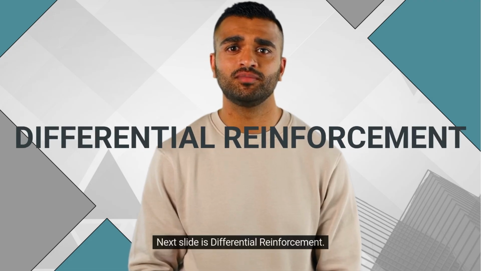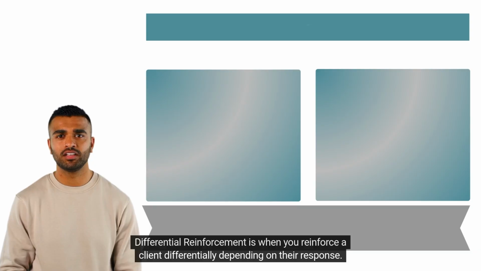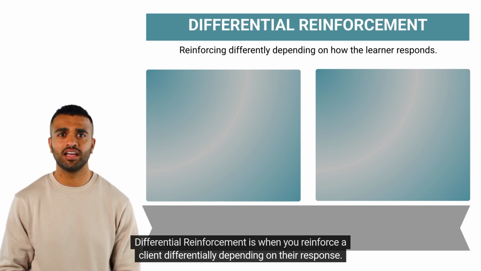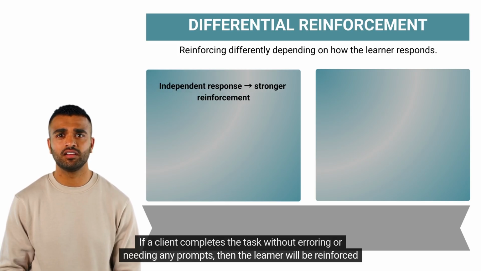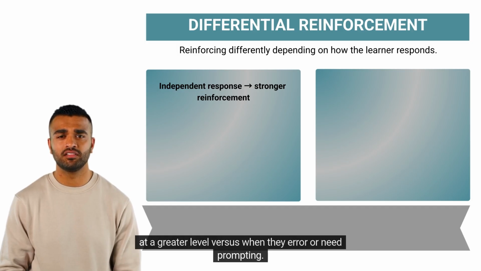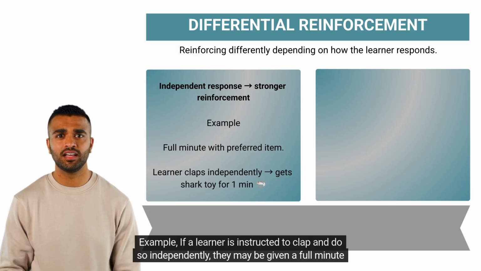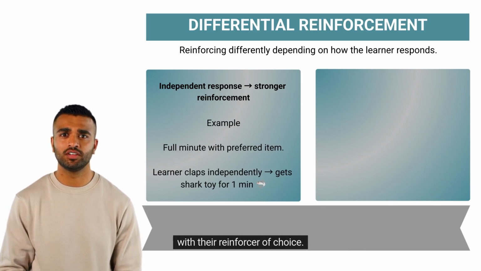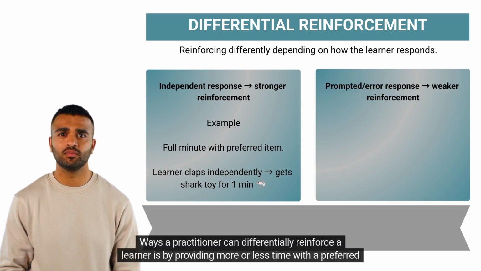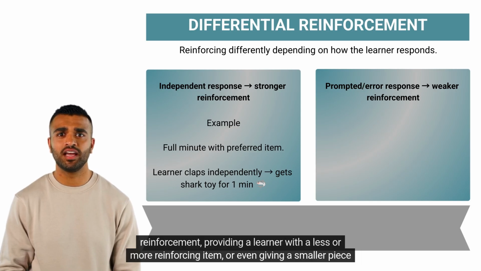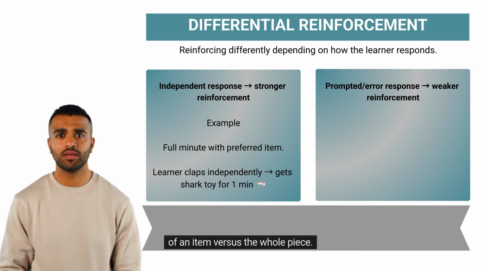Next slide is differential reinforcement. Differential reinforcement is when you reinforce a client differentially depending on their response. If a client completes the task without erroring or needing any prompts, then the learner will be reinforced at a greater level versus when they error or need prompting. For example, if a learner is instructed to clap and does so independently, they may be given a full minute with their reinforcer of choice. Ways a practitioner can differentially reinforce a learner are by providing more or less time with a preferred reinforcer, providing a less or more reinforcing item, or even giving a smaller piece of an item versus the whole piece.